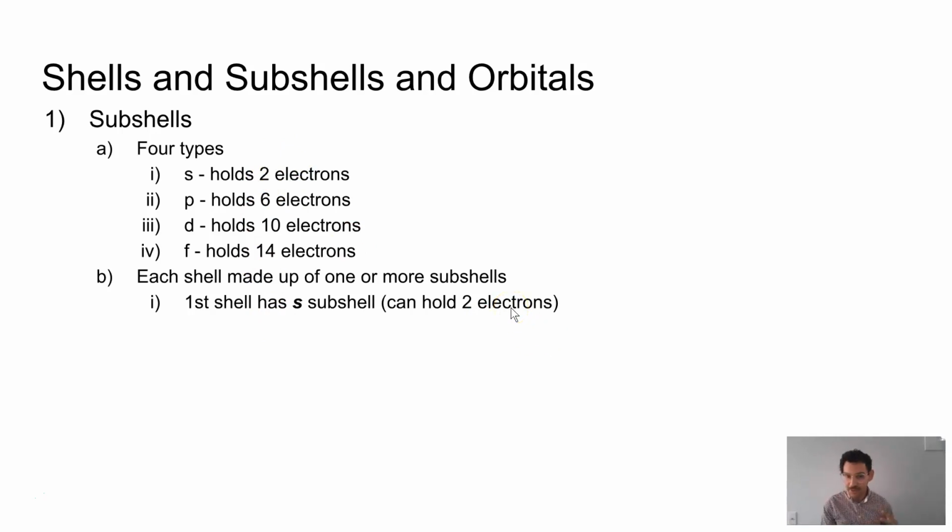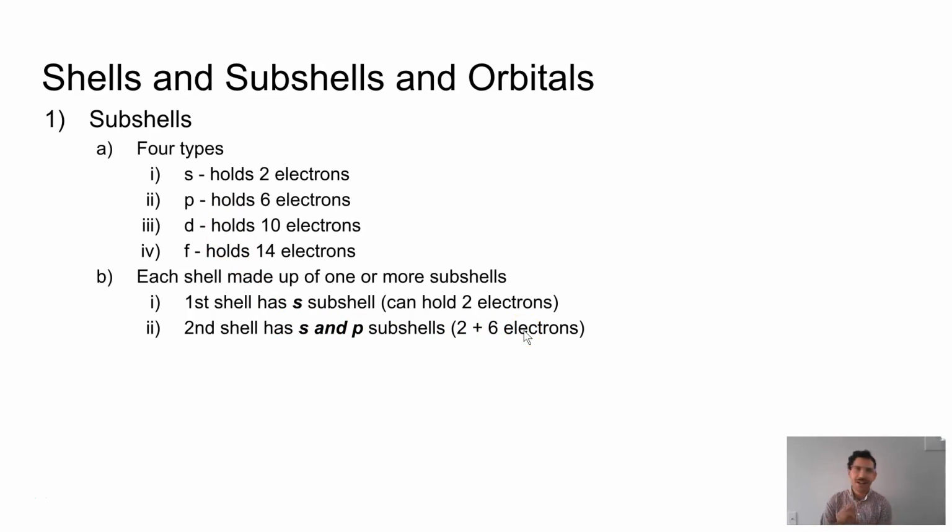Well, our second shell can hold 8 electrons. What subshells do you think make up the second shell? Pause the video and think about that for a second. Sweet. Well, hopefully you said, all right, if there's 8 electrons in that second shell, it must be made of an S and a P, because 2 plus 6 gives me 8. And you were awesome and thought that. That is true. The second shell is made of an S and a P subshell. 2 plus 6 electrons gives us 8 total electrons for that shell.